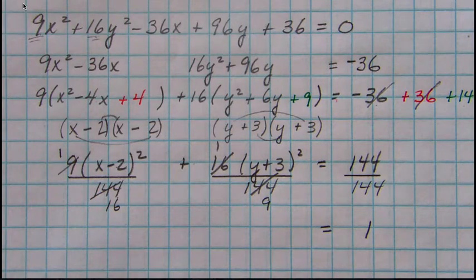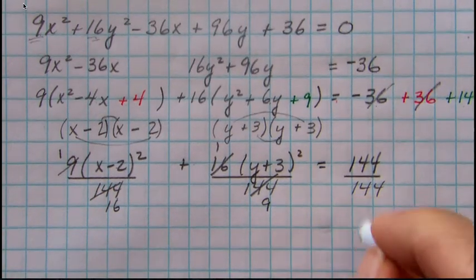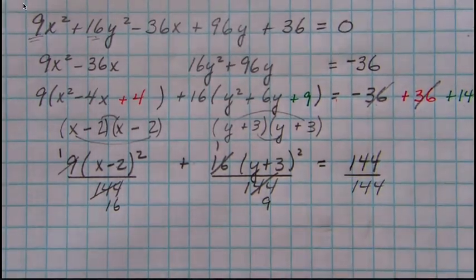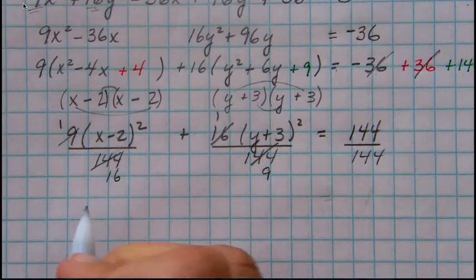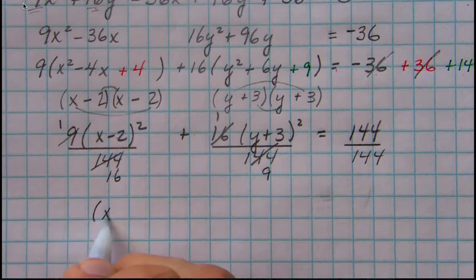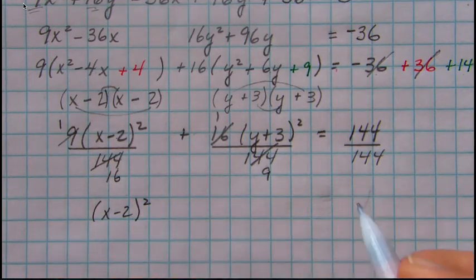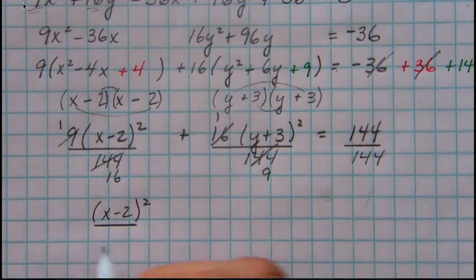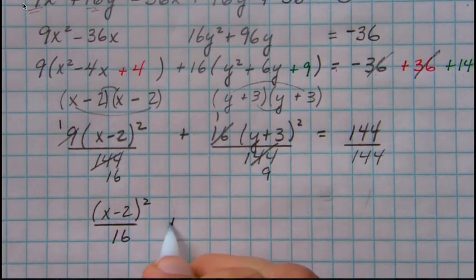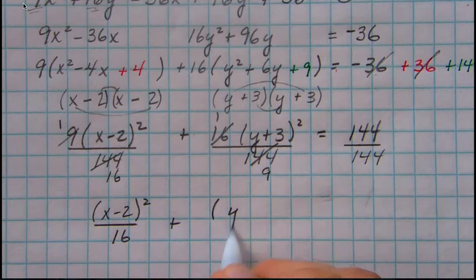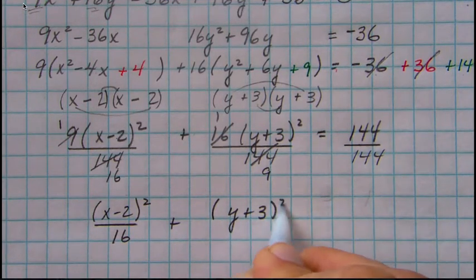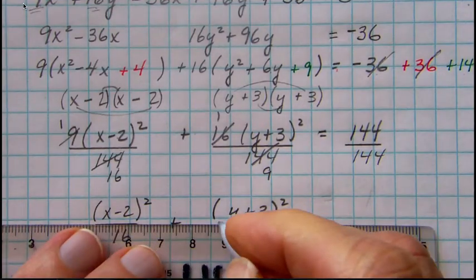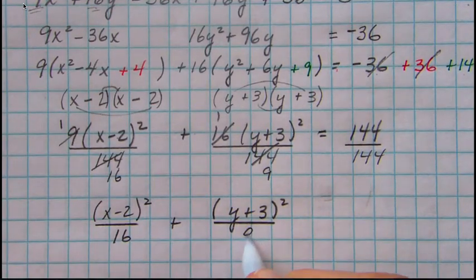So what do we have here at the end? Let me move this down a little bit. I realize I take up a little extra room there. So it would be x minus 2 quantity squared over 16 plus y plus 3 quantity squared over 9 equal to 1. So that is a standard form.